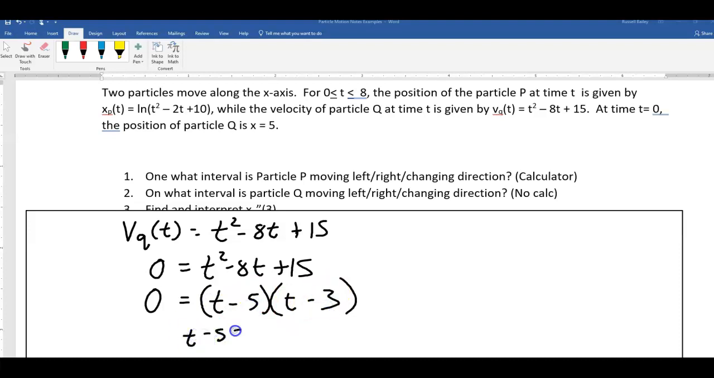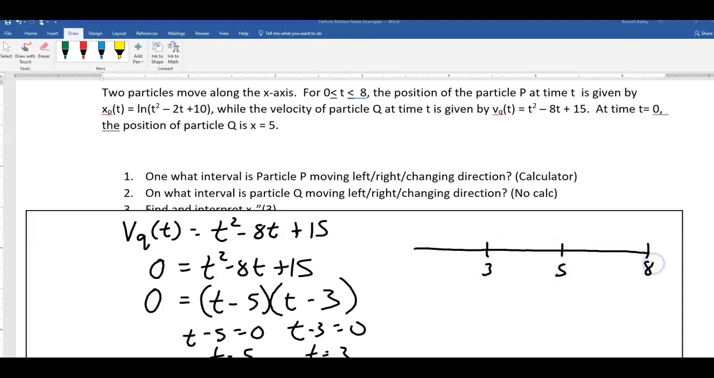You're going to set both of those equal to 0, and then you're going to solve. This one gives me t equals 5. This one gives me t equals 3. And then we do our number line test. So we're going to put a 3 here, we're going to put a 5 here, and we're only going from 0 to 8. So I have 4 intervals that I need to test.